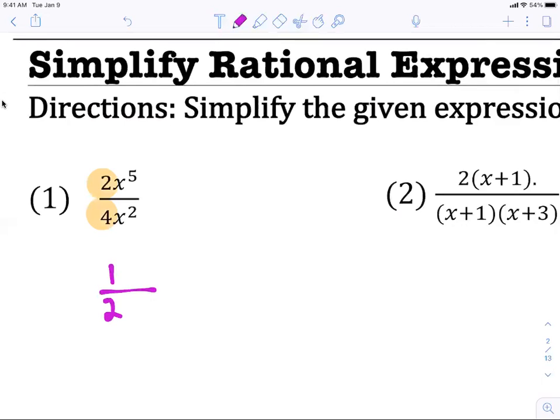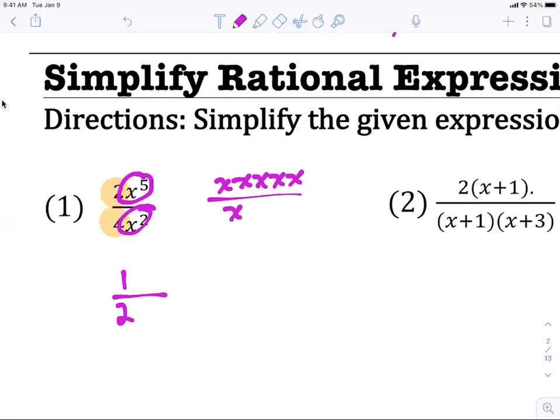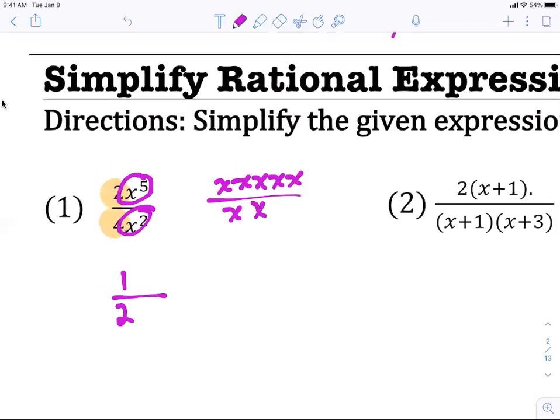Variables, on the other hand, we have to look at the exponents. If I have 5 x's on top, 1, 2, 3, 4, 5, which is the long way of doing this, and 2 on the bottom, when you have something on the top that's also in the denominator, those reduce. 2 and 4 do the same thing. If I break 4 up into 2 times 2, 2 divided by 2 cancels, and you're left with 1 over 2. So we're applying the same concept we do to numbers, we're just doing it with variables that we don't know the value of.